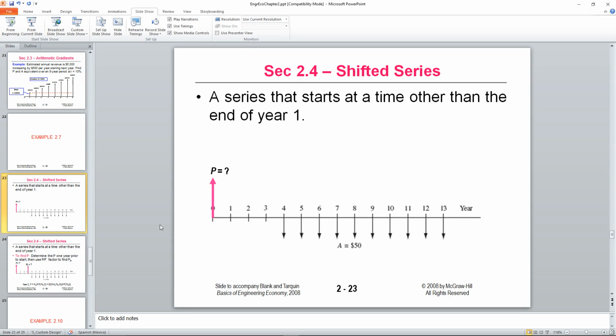Hello again, guys. This is the second video, or the last topic that we're going to be covering in chapter 2, the last section, 2.4, and we're going to be talking about shifted series. First of all, what is a shifted series? It's a series that starts at a time other than the end of year 1. What does that mean?